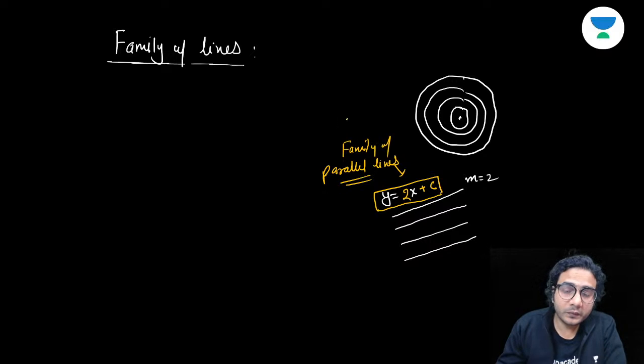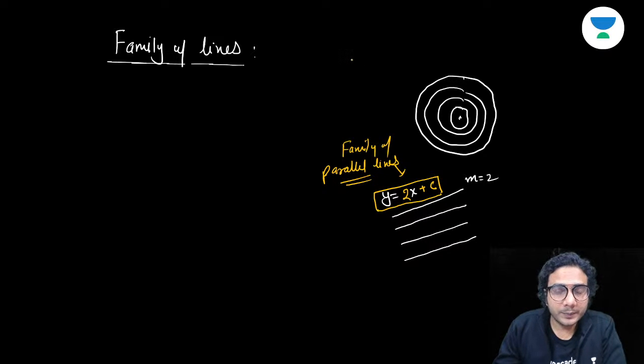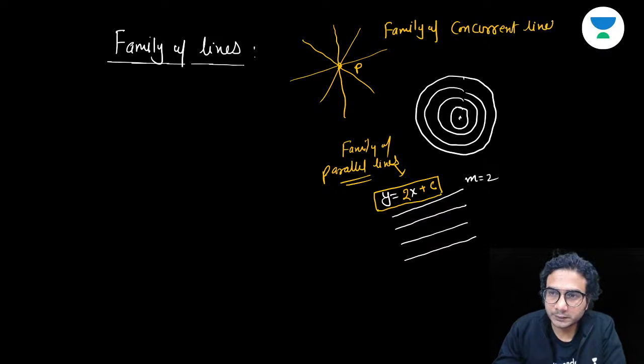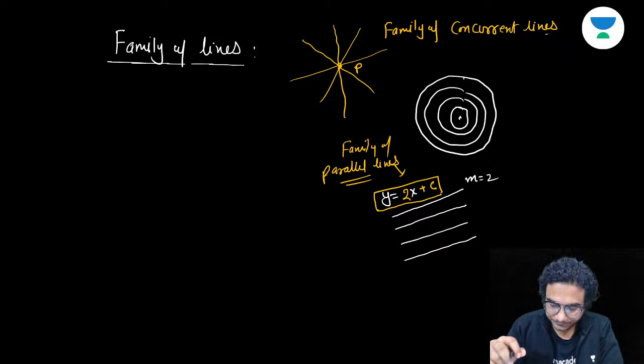But mostly the equations which we do are basically like family of lines concurrent at a point. So suppose all the lines are passing through a point, that kind of family. So all these lines are passing through this point P. So a family of concurrent lines. So we are going to do this family of concurrent lines.